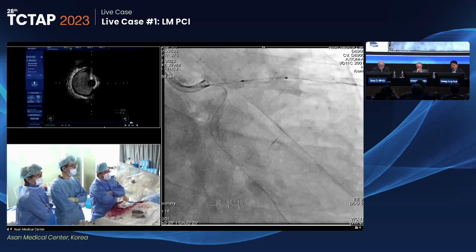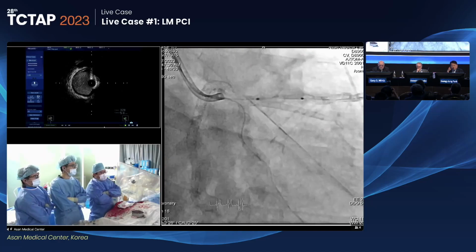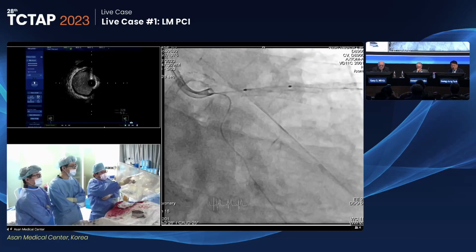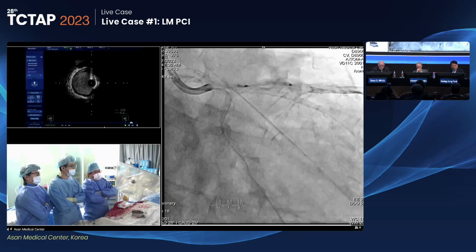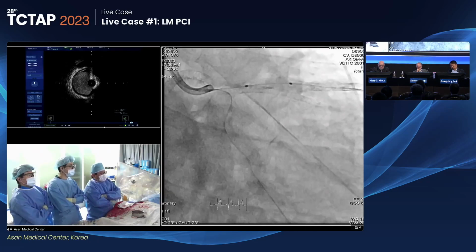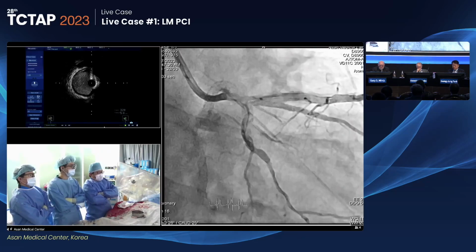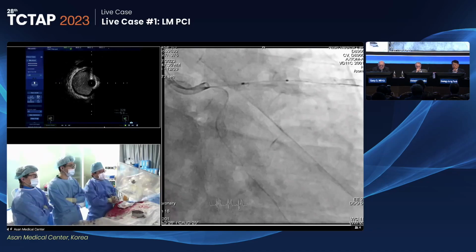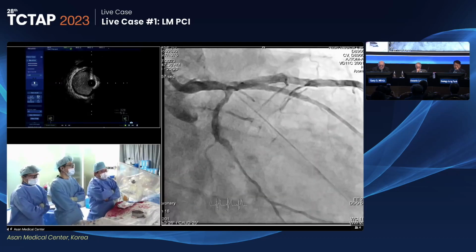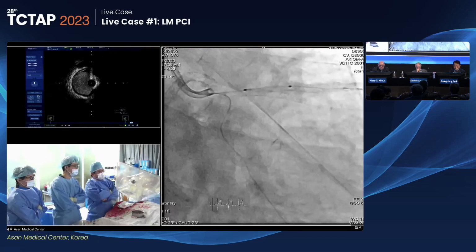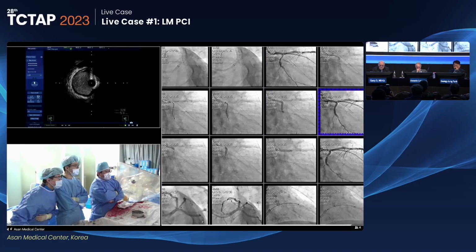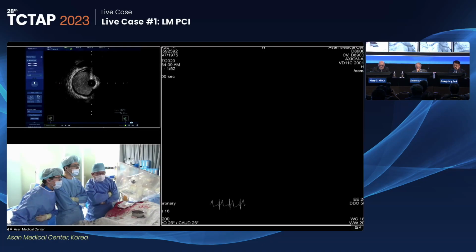Actually, I was concerned that there is some overlap of the diagonal branch to the circumflex ostium, but in the caudal view there is no overlap. The difficulty in delivering the circumflex stent would be the calcified lesion related to the calcification and reverse angle. So I applied more high pressure to the circumflex ostium using the 3.0 high pressure balloon. And next.